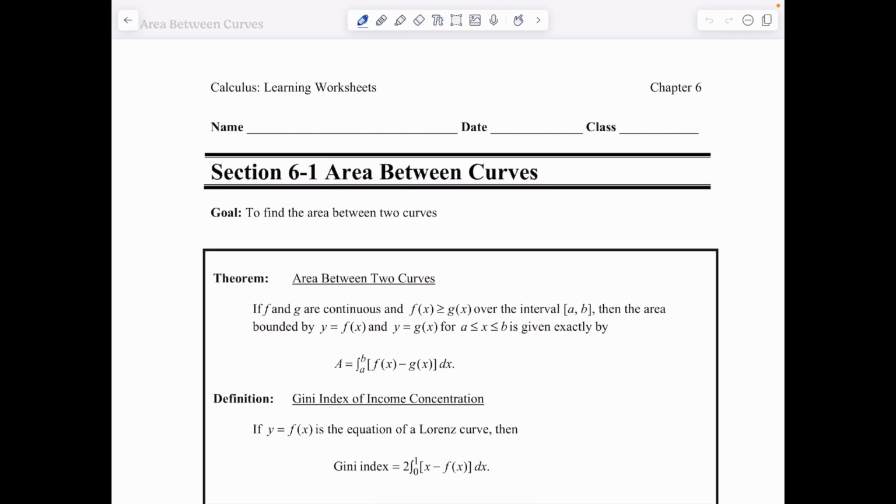Welcome to section 6.2, area between curves. Our goal today is to find the area between two curves.